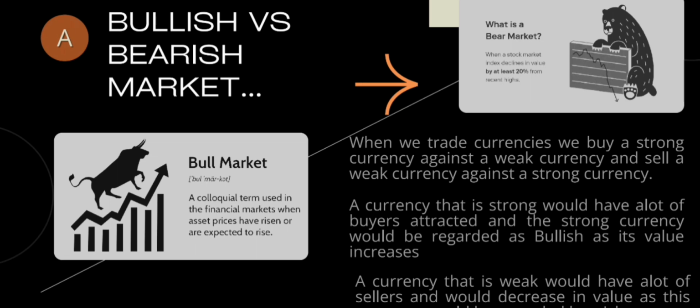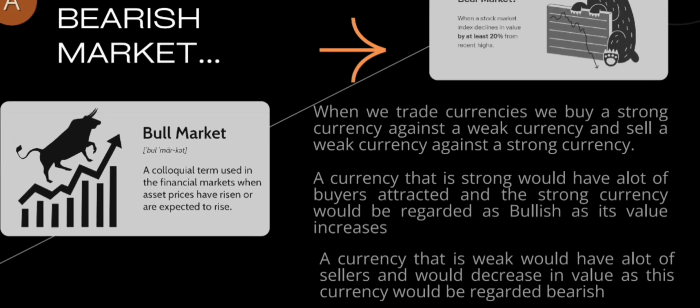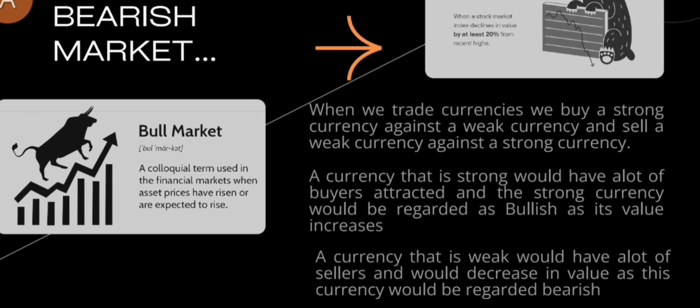So if the euro is strong, or if the trend of the euro against the dollar is bullish and it's moving upwards, then we would want to buy the euro and sell the dollar. And if the dollar trend is moving to the upside and the trend is bullish, or the condition is bullish, then we buy the dollar.